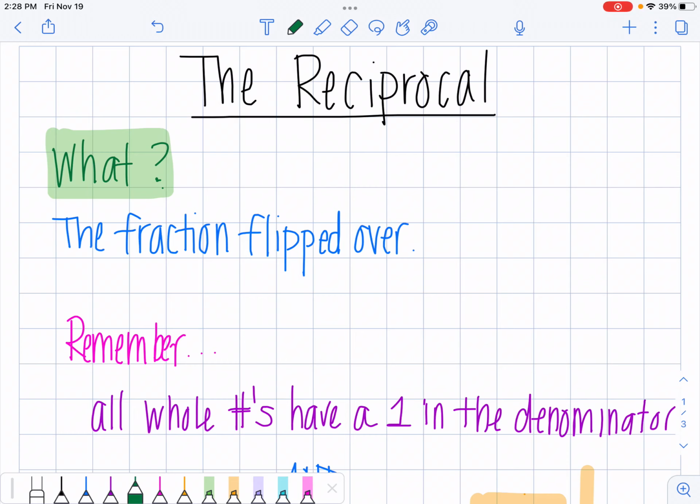Hi there! In this video, we are going to talk about the reciprocal. So what is the reciprocal? I literally just take my fraction and I flip it over.